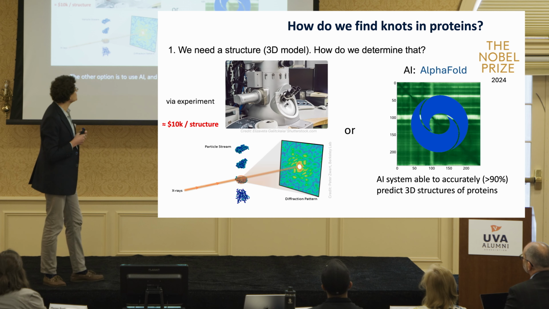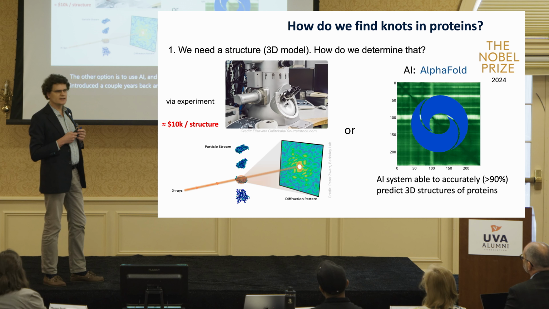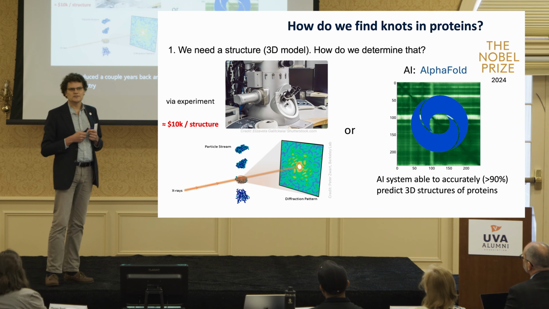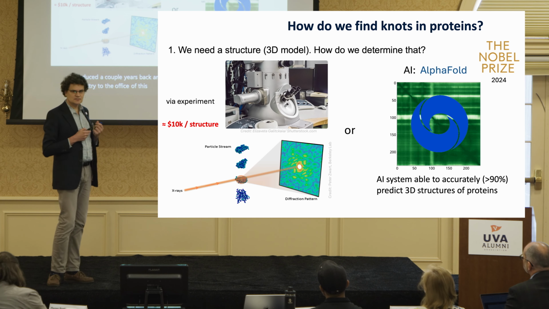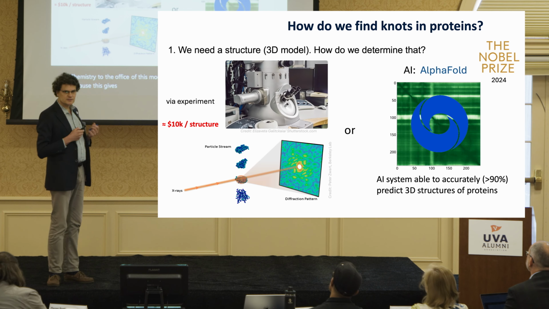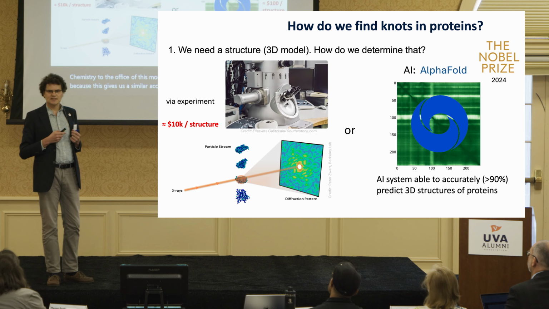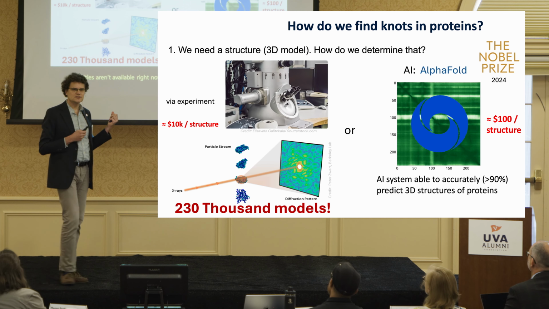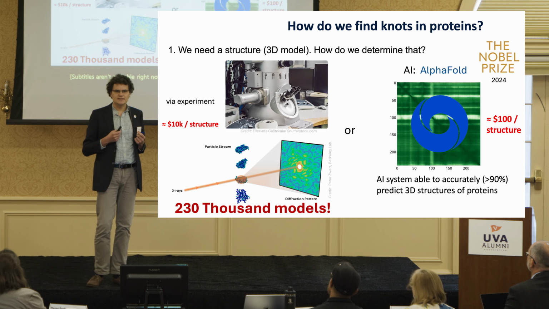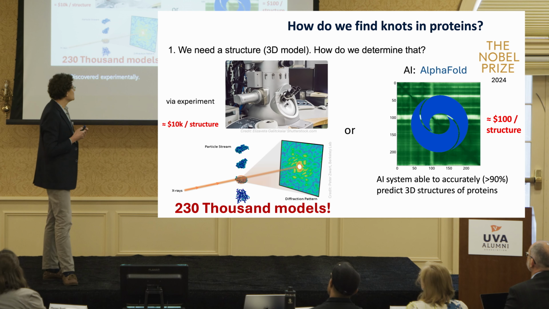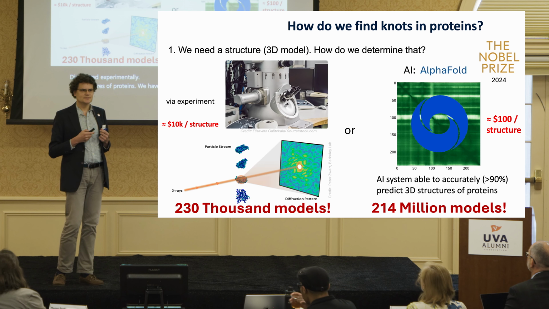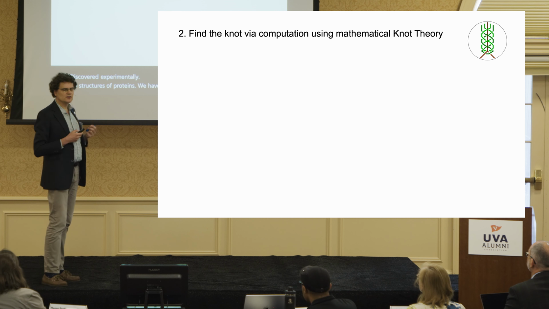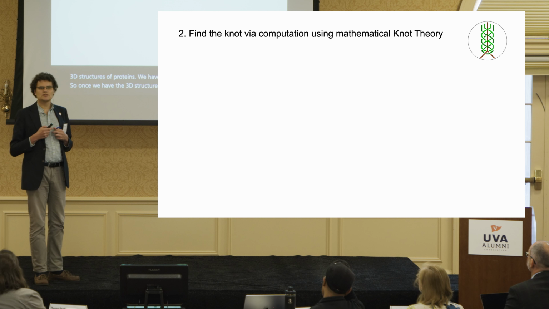The other option is to use AI, and this is a total revolution in this field, introduced a couple of years back, and last year the Nobel Prize in Chemistry was awarded to the authors of this model. The great achievement is that this gives us a similar accuracy while lowering the cost substantially. And as a consequence, whereas we have about 230,000 experimentally discovered 3D structures of proteins, we have over 200 million predicted ones.